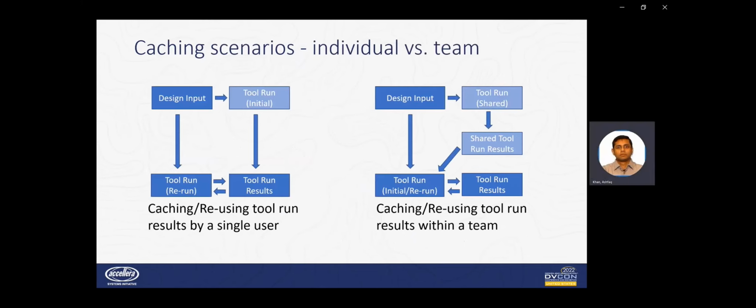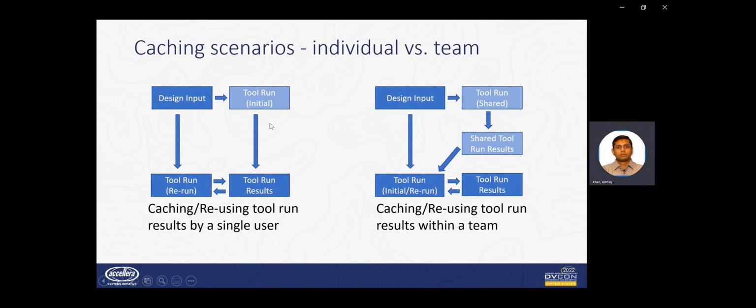Now, when you are eliminating some tool runs just by reusing the results, that's one scenario. But if you want to reuse parts of your design, EDA tool run results, then that particular tool also has to support caching. So on the left-hand side, we're assuming we have tools like this. On the left-hand side, what we're showing is what happens when an individual user runs the tool. You have your design input.